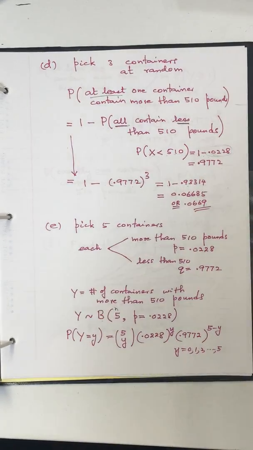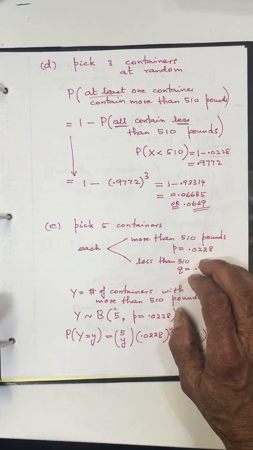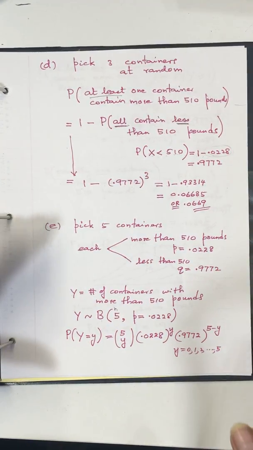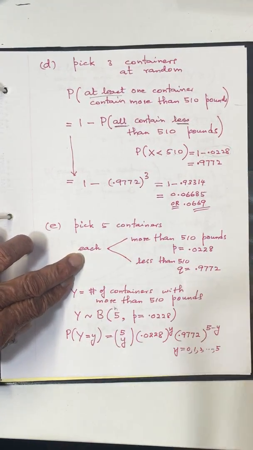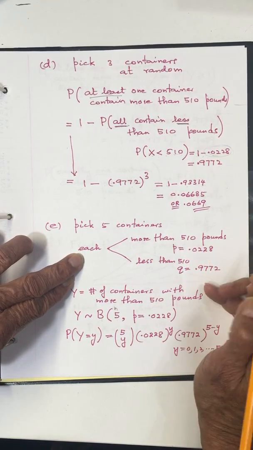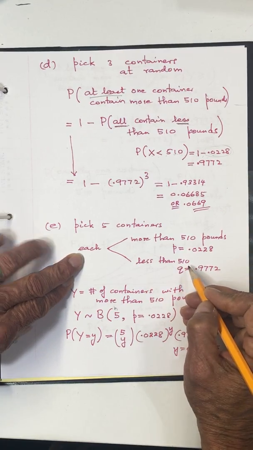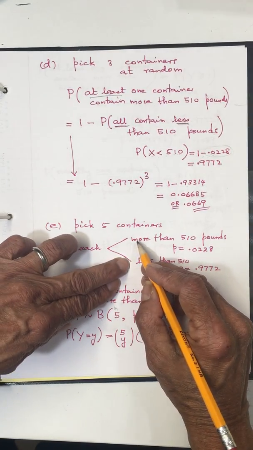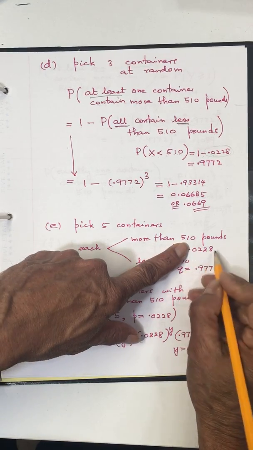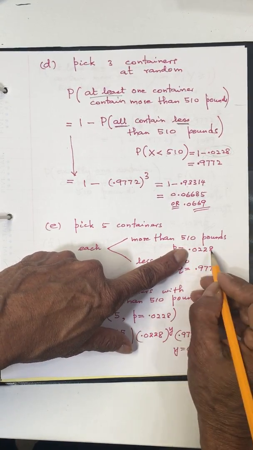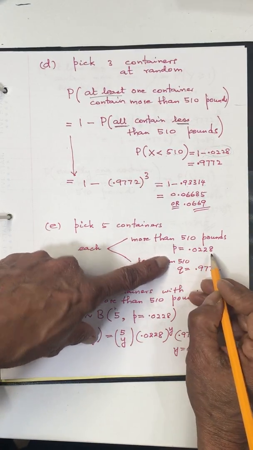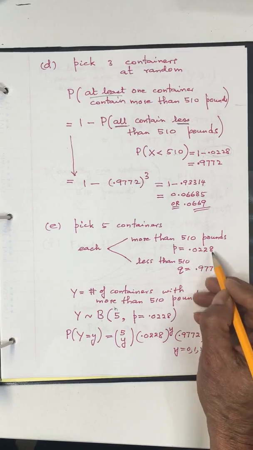Okay, this is the continuation of the same problem. If you pick 5 containers, we know that each container contains either more than 510 pounds or less than that. So the probability that it contains more than 510 pounds is the answer for part A. The probability is this, or otherwise 1 minus that.